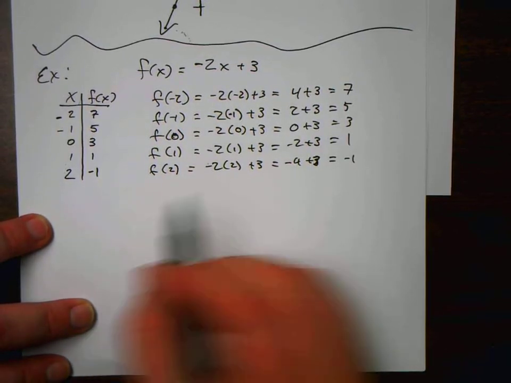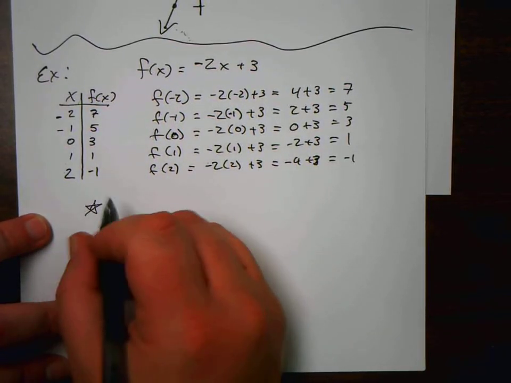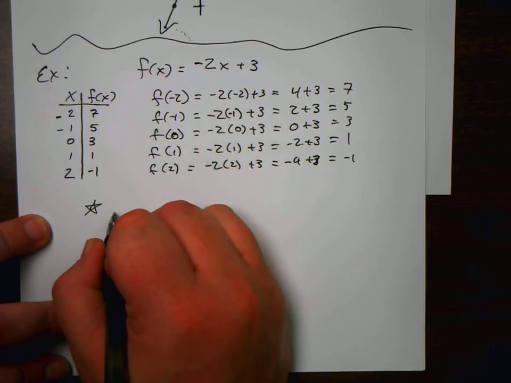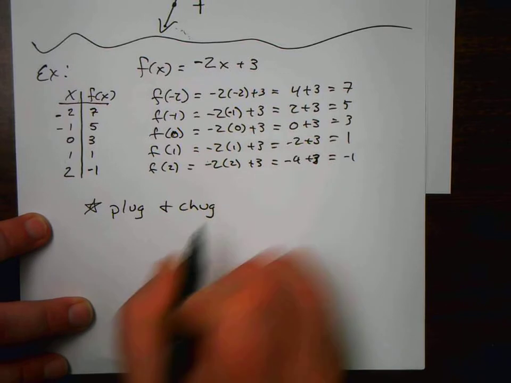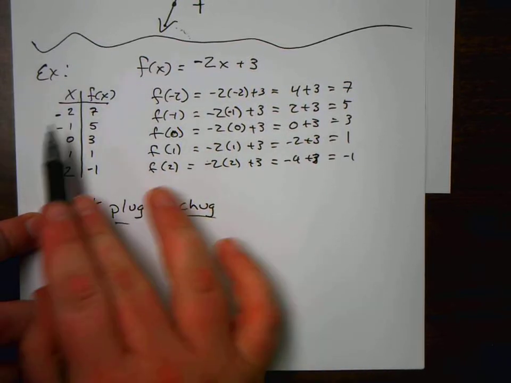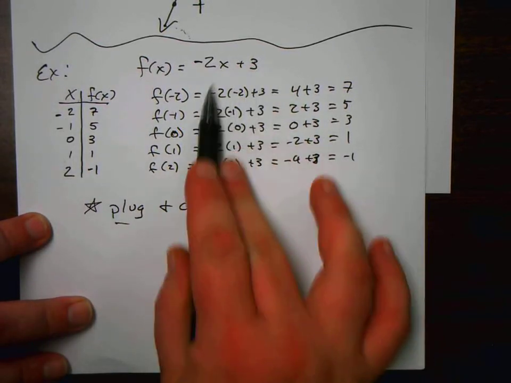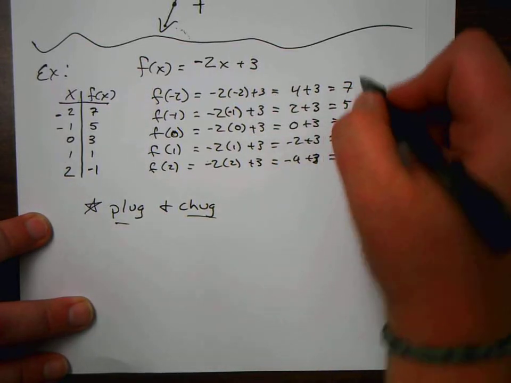Again, one thing to keep in mind: when you know the x values, we are going to plug and chug. Take that number in, chug it through the system, and get this number out.